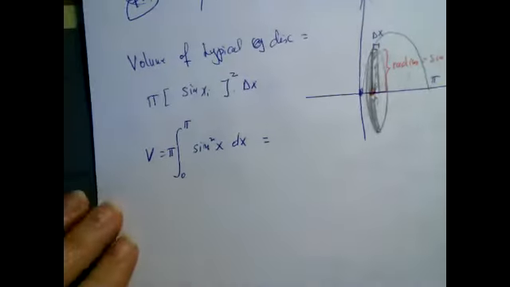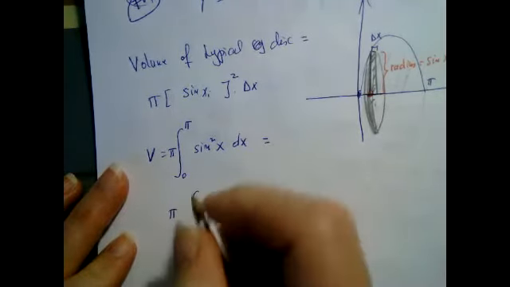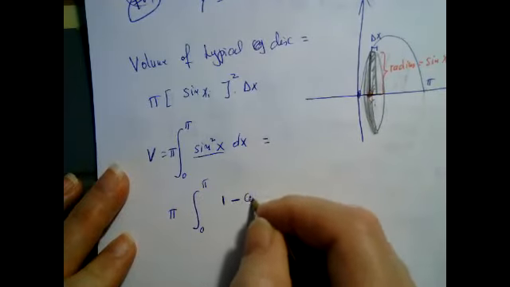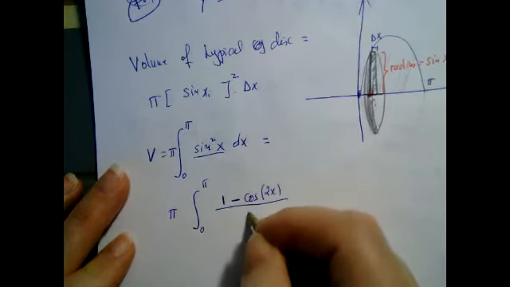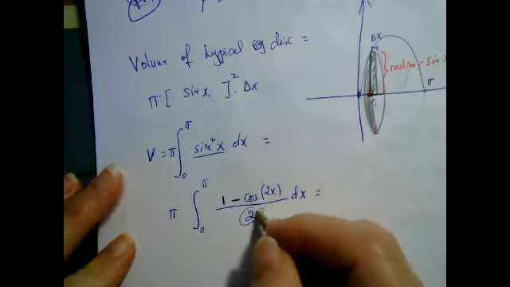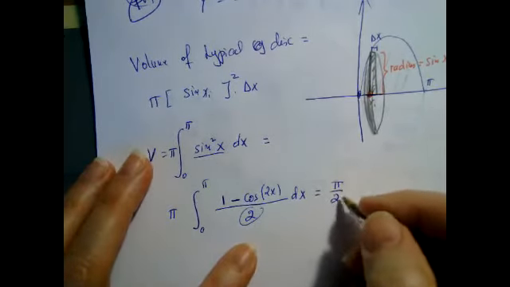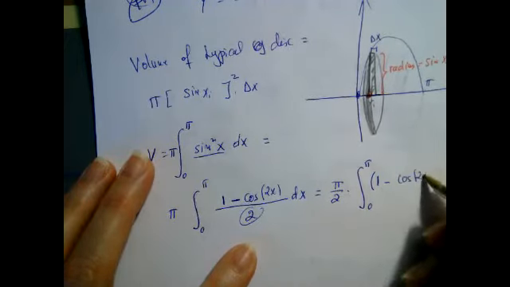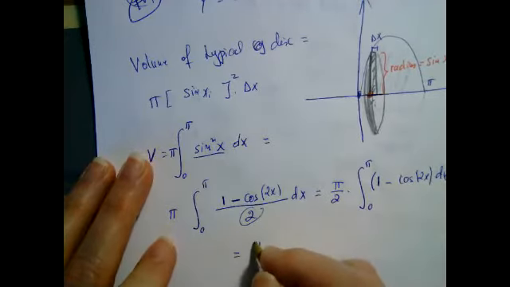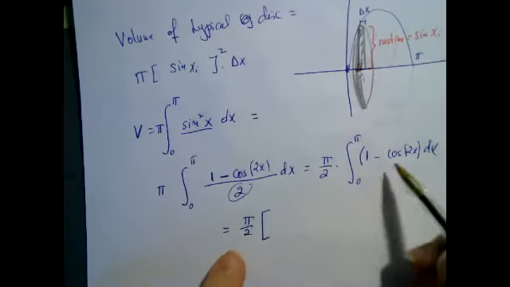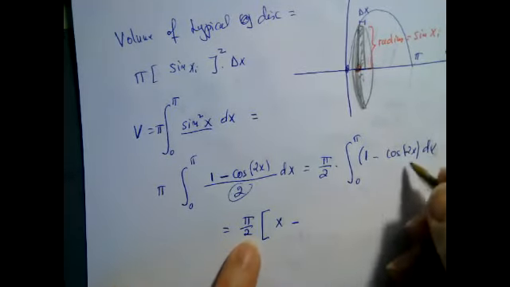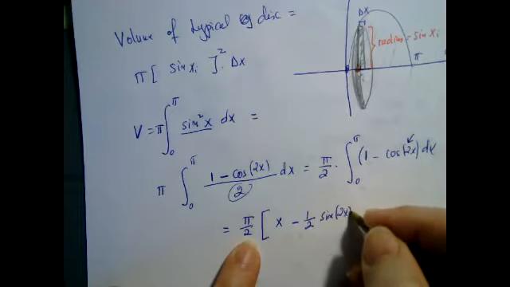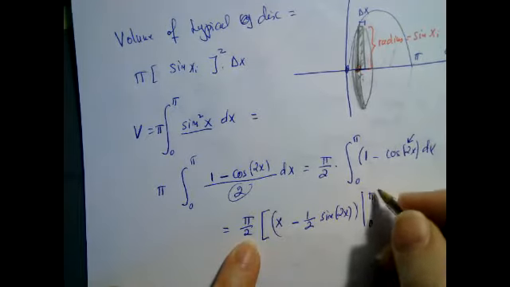So now we are in a universe that we understand very well. There should be no problem integrating. This is equal to pi times sine squared; the power is even, so we use the half angle formula, (1 minus cosine 2x) over 2 dx. The 2 is a constant, I can take it out. Pi over 2, the integral of 1 minus cosine 2x dx. So finally, this is equal to pi over 2 times the antiderivative of 1, which is x, minus, for cosine 2x, my k is 2, so it's a half sine 2x, evaluated between 0 and pi.